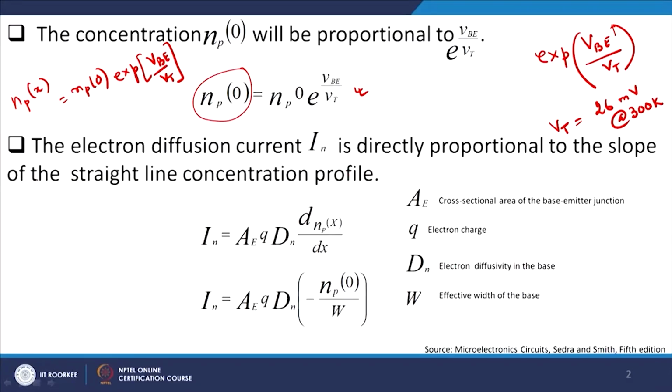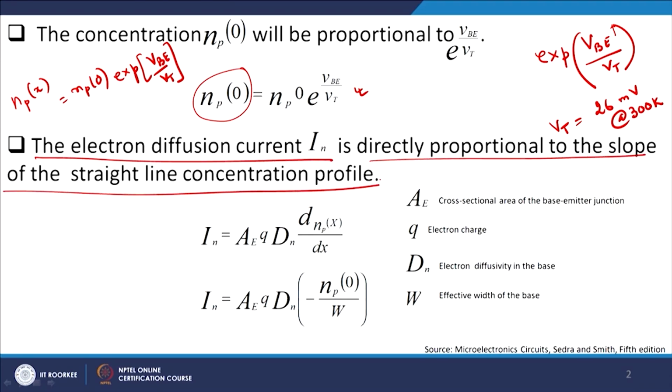So, as you can see here, the electron diffusion current In is directly proportional to the slope of the straight line of the concentration profile, which means that if the concentration profile is assumed to be straight, I can very well find the value of current In to be equal to AE multiplied by Q multiplied by Dn multiplied by dNpx/dx, right. This is a standard formula for finding the current, where AE is the cross sectional area of the base emitter junction, Q is the electronic charge, D is the electron diffusivity in the base, and W is the effective width of the base.